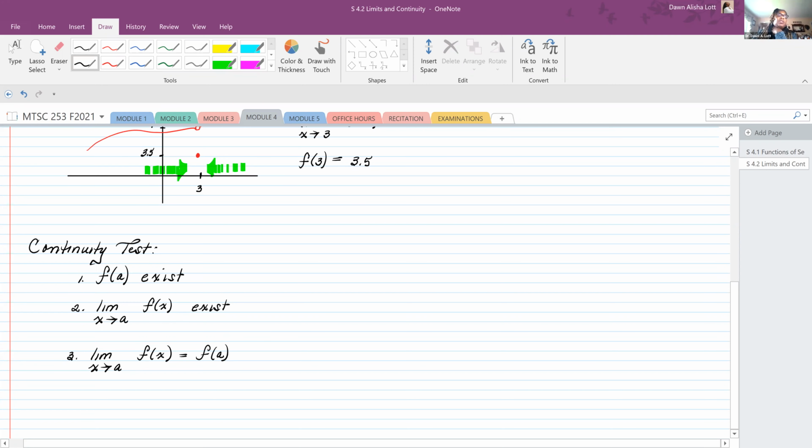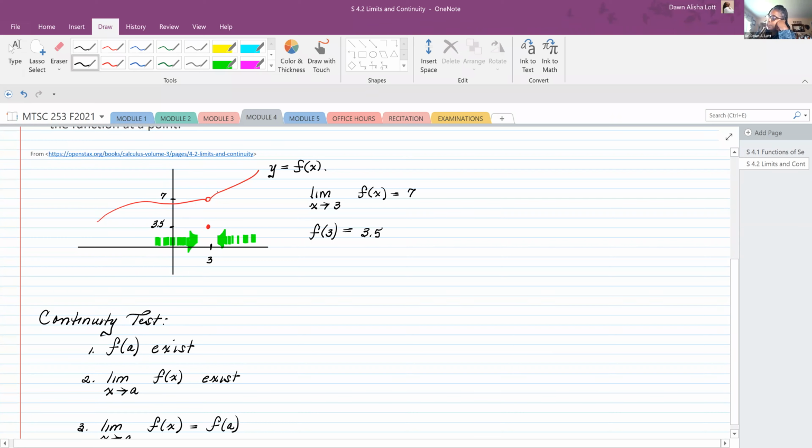So for this function, the limit exists because from the right, it's going to 7, and from the left, it's going to 7. So the limit is 7. The function value, however, happens to be 3.5. So they are not equal. Therefore, this function is not continuous. So we have a limit, but this function f of x is not continuous at x equals 3.